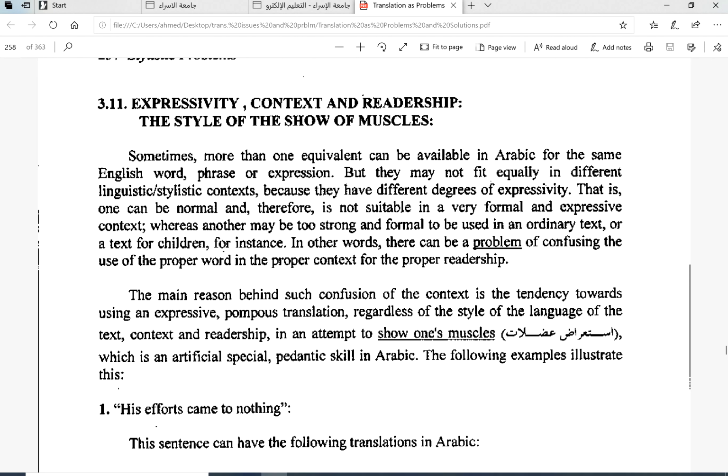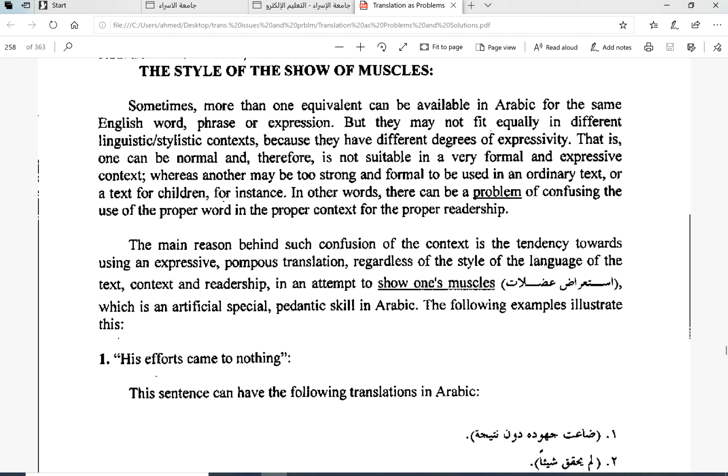والاستعراض العضلات. What do we mean by that? More than one equivalent can be available in Arabic for the same English word, phrase, or expression, but they may not fit equally in different linguistic styles contexts because they have different degrees of expressivity. That is, one can be normal and therefore it is not suitable in a very formal and expressive context, whereas another may be too strong and formal to be used in an ordinary text or a text of children.